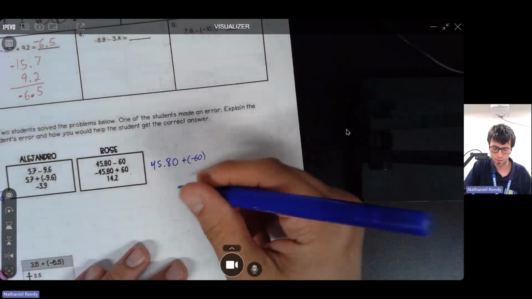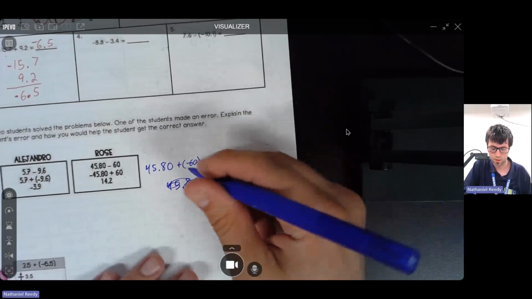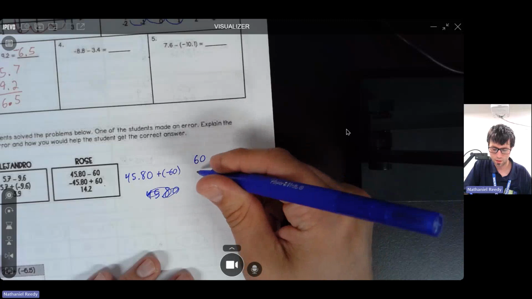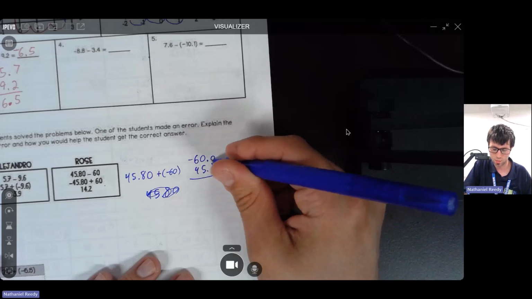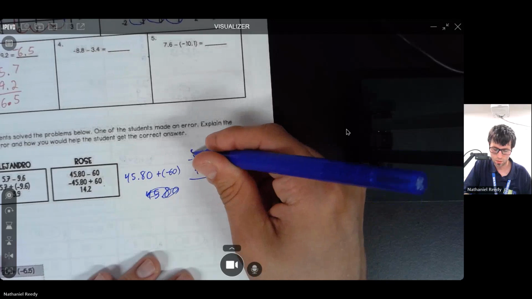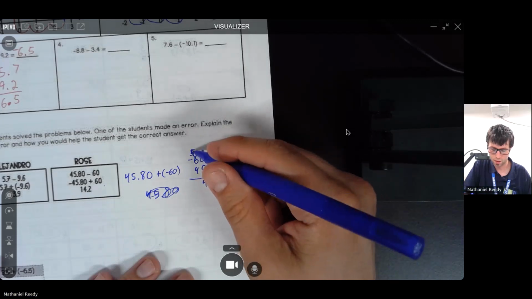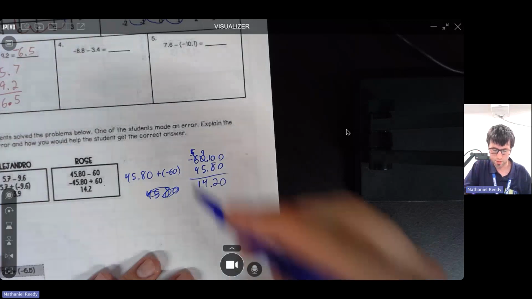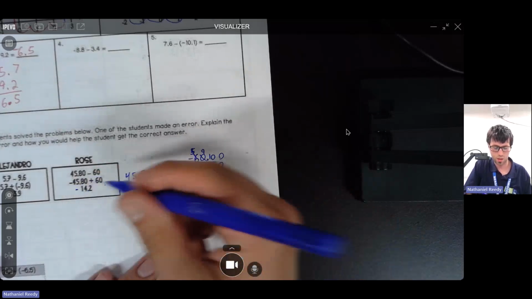Let's see what the problem should have been. So if she did that, 45.80. Oops, I screwed up. 60 is a bigger number, so it's going to be subtraction because there are opposite signs. 60 minus 45.80. 60 is negative. And I have to extend my decimal places here. So 0 minus 0 is 0. 0 minus 8, I can't do that. I need to borrow. So 10 minus 8 is 2. 9 minus 5 is 4. 5 minus 4 is 1. So 14.2, 14.20, that's the same thing. But the sign would be negative because negative 60 is bigger than 45.80. So yeah, this should have been a negative because she swapped the signs around.